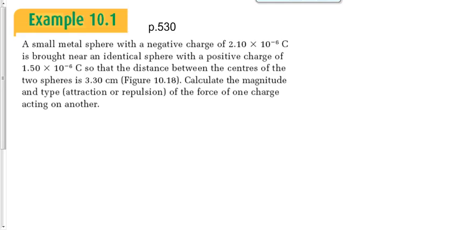Today we're going to start doing a problem involving Coulomb's law, a rather straightforward one. It says a small metal sphere with a negative charge of 2.1 times 10 to the minus 6 is brought near an identical sphere with a positive charge. Even before we finish reading the first sentence, I see something that I want to circle in red, something that I want to draw attention to. A small metal sphere with a negative charge of 2.1, identical sphere with a positive charge of 1.5. Yep. Positive and negative. Okay, let's circle this and just write a little note that it's negative and positive.